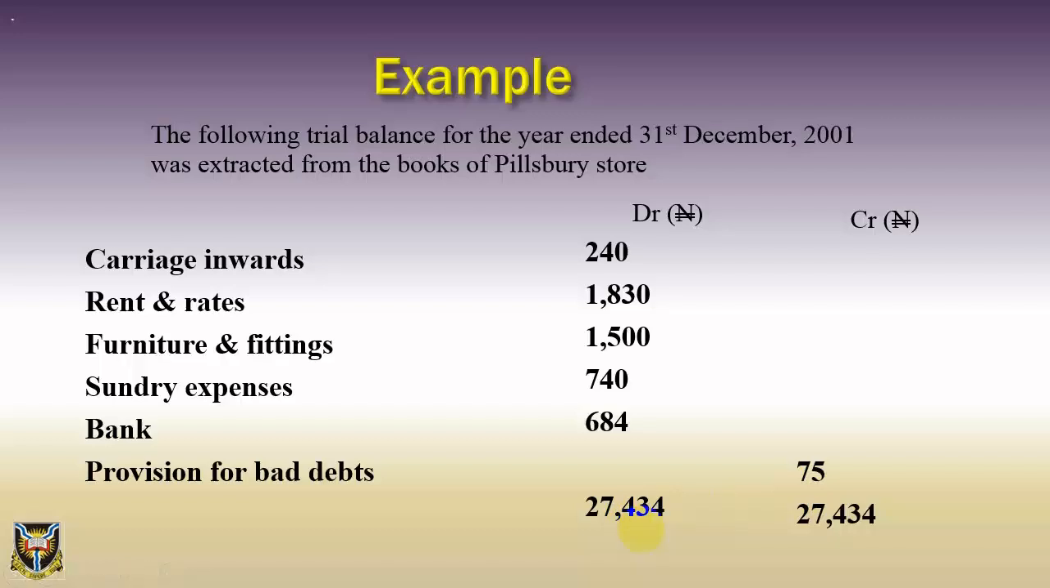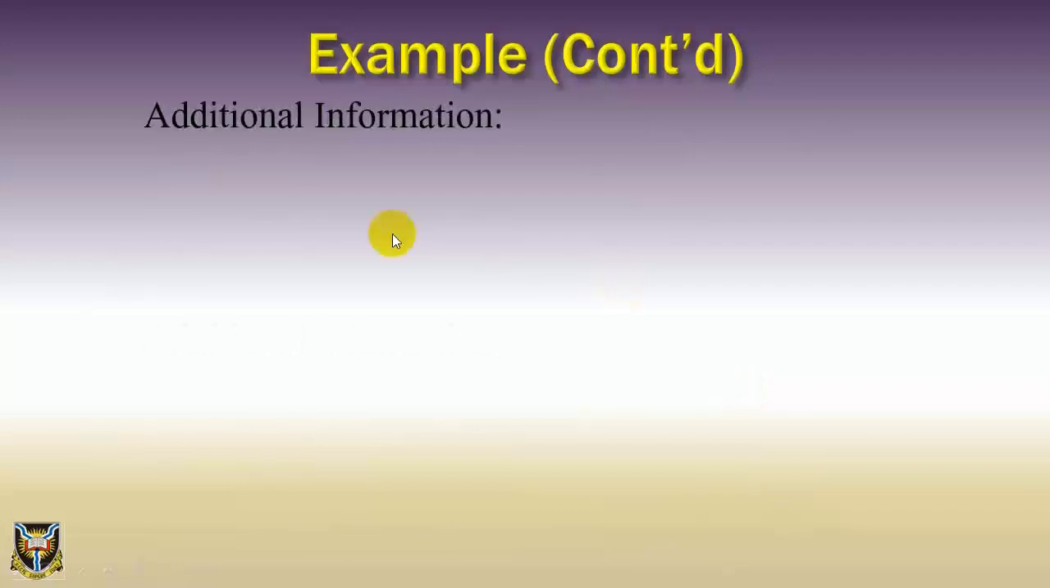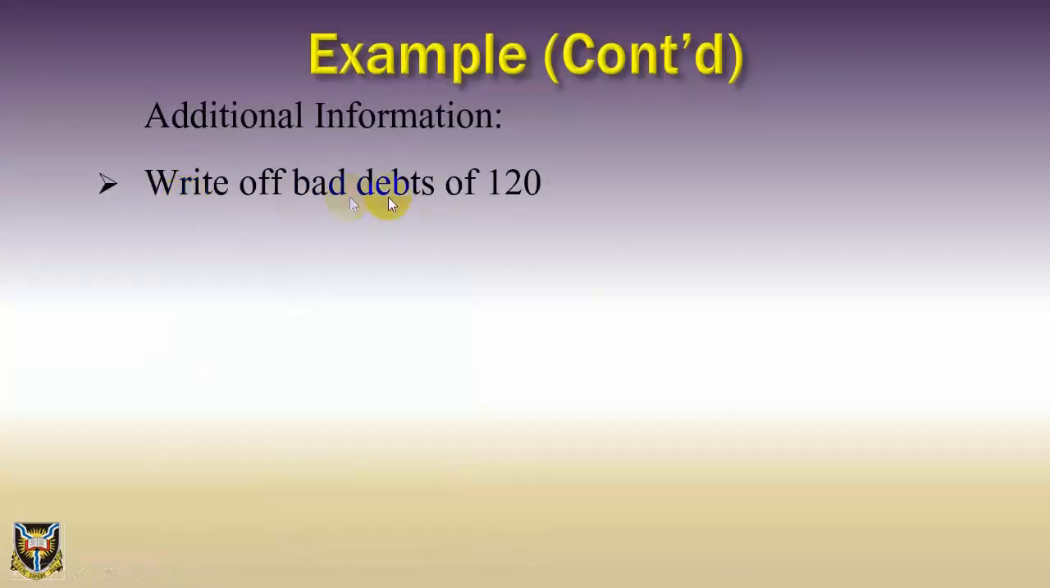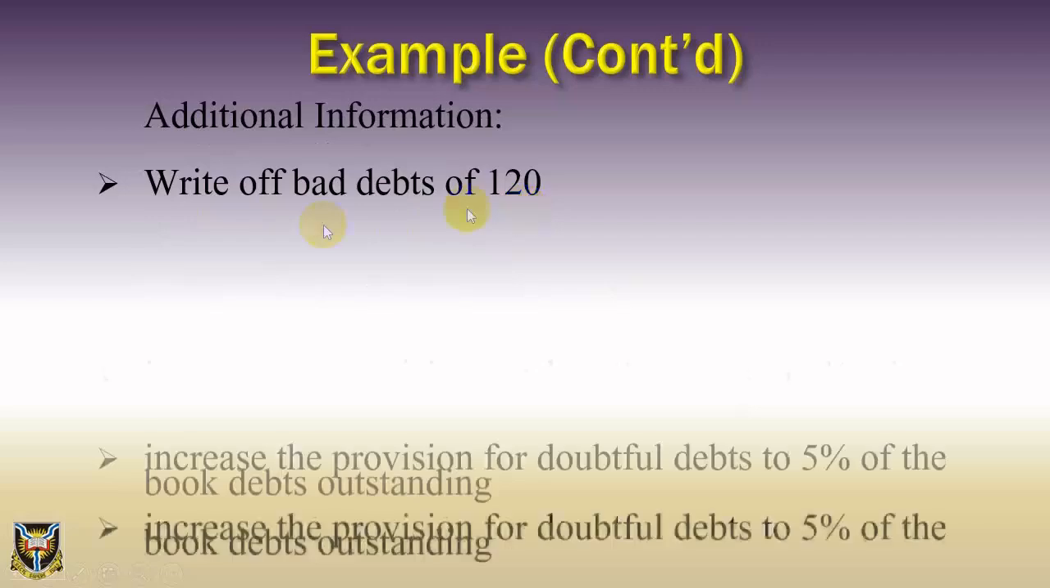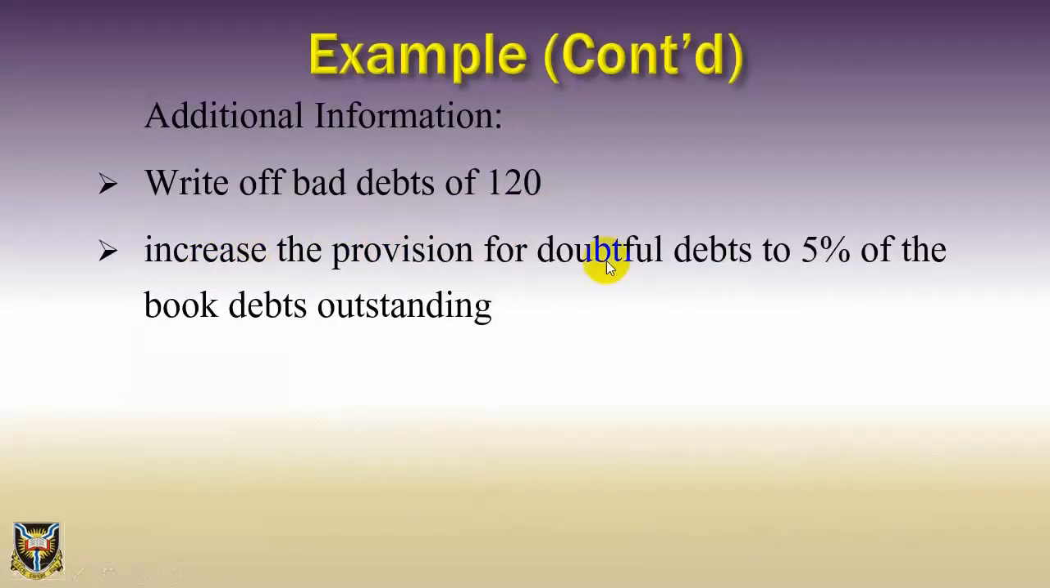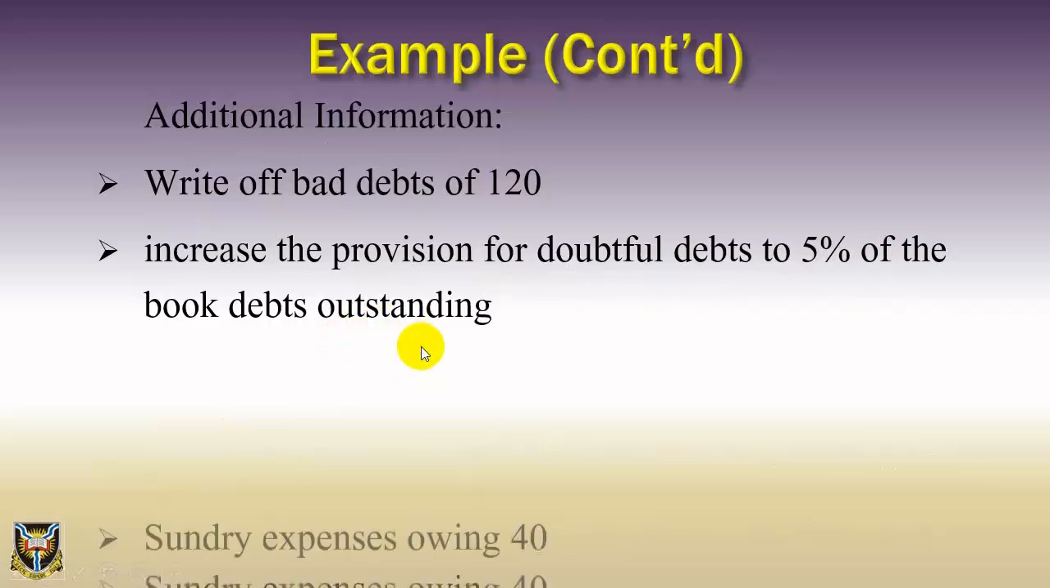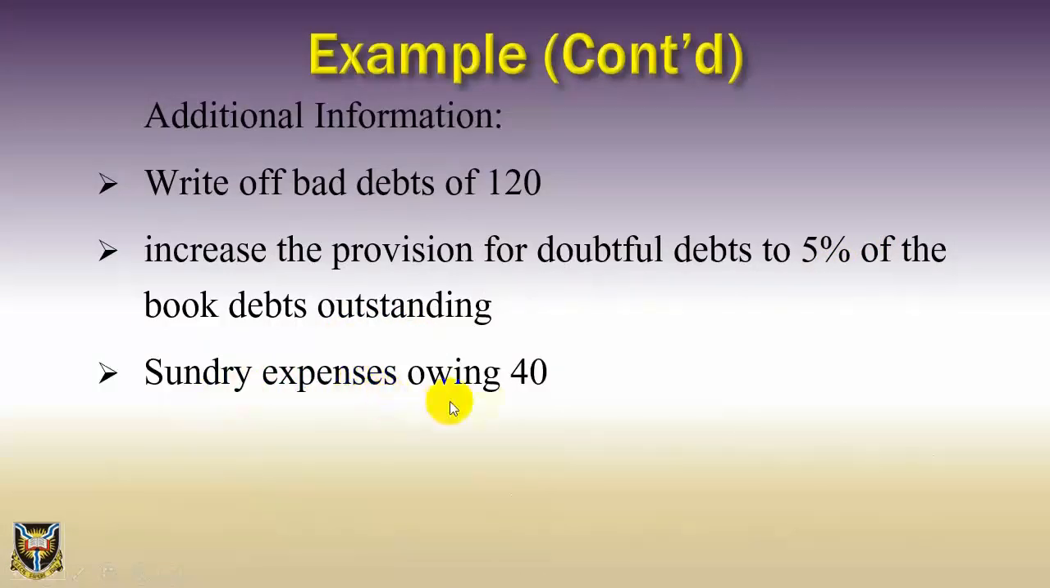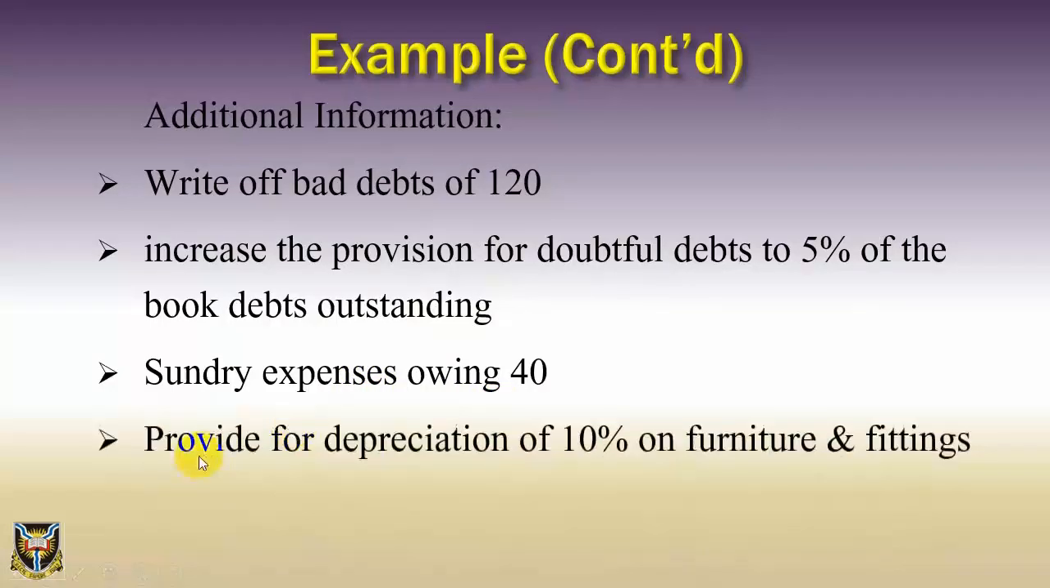Total debit side 27,434. Total credit side 27,434. Additional information. 1. Write off bad debts of 120. 2. Increase the provision for doubtful debts to 5% of the book debts outstanding. 3. Sundry expenses owing 40. 4. Provide for depreciation of 10% on furniture and fittings.